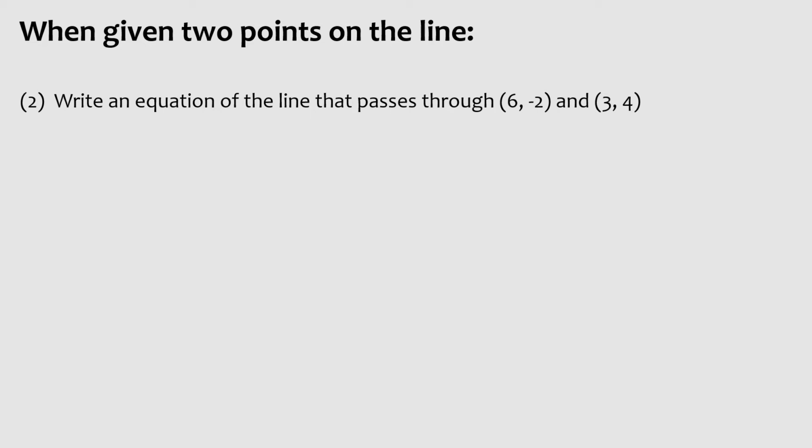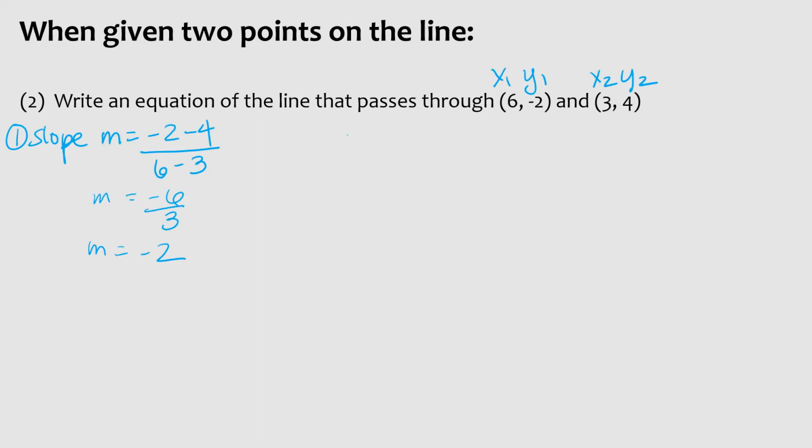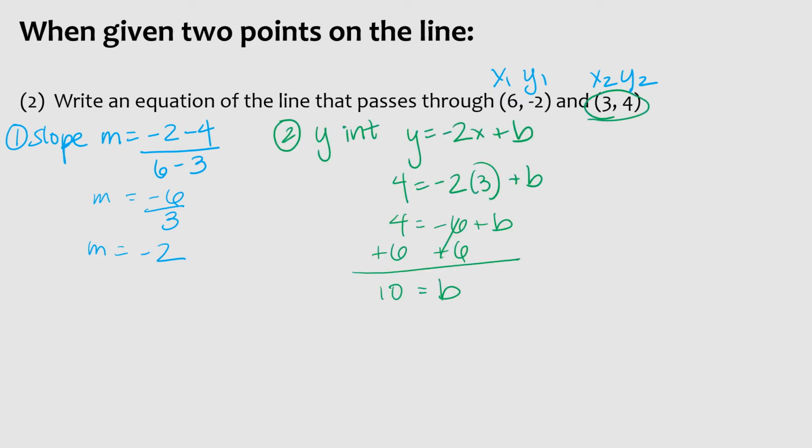Okay, ready to reveal the answer? Here we go. To solve for the slope, I did m equals, and again, I told you I was going to do the ones first, so I did the ones first again. So I did y1 minus y2 over x1 minus x2. So -2 minus 4 over 6 minus 3, and I got -6 divided by 3, m equals -2.